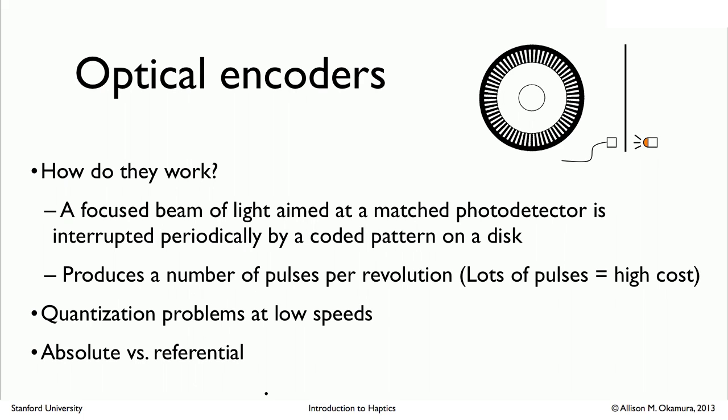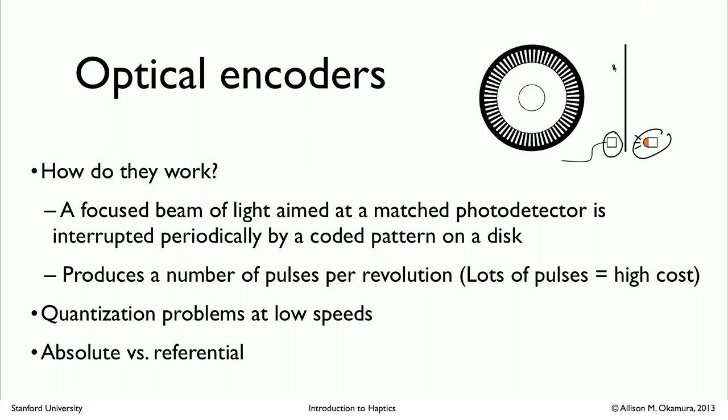Let's look at a couple of the other common sensors, even though they're not ones that are currently being used in your HAP kit. The first one is an optical encoder. The way that an optical encoder works is as follows. You have a focused beam of light, in this case coming usually from an infrared LED, which is aimed at a matched photodetector, which is on this side.